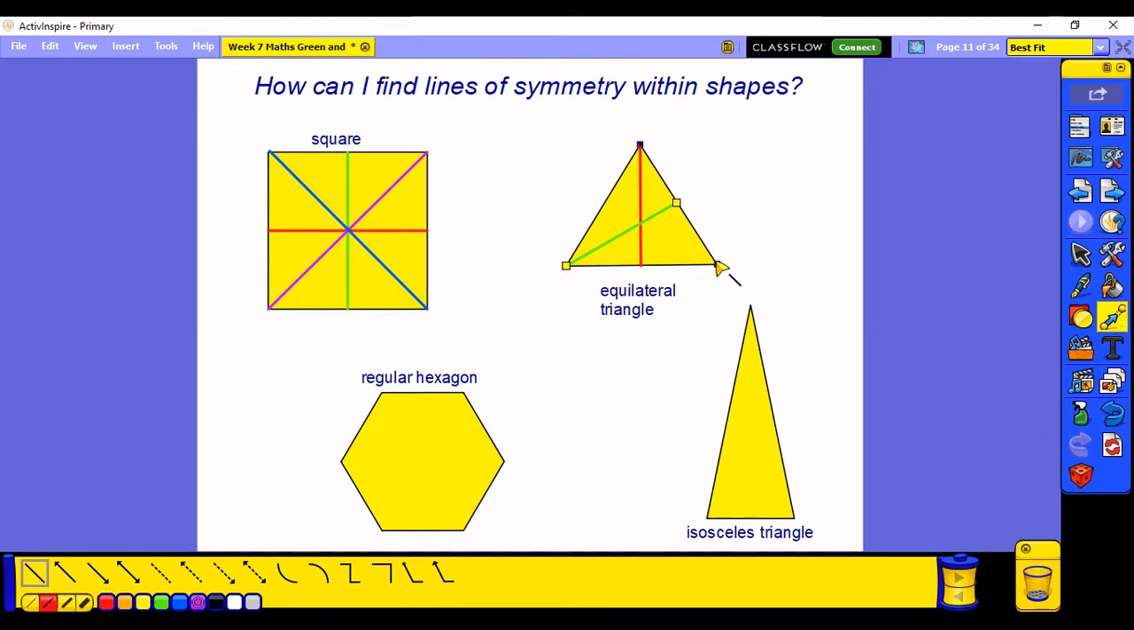And the same goes for the other vertices on the other side, crossing that central point there. So I've got my 3 lines of symmetry. Following on from this, we're looking at our regular hexagon.